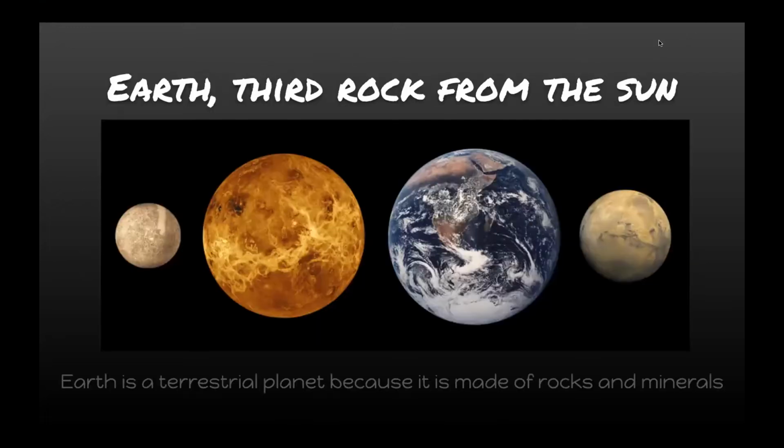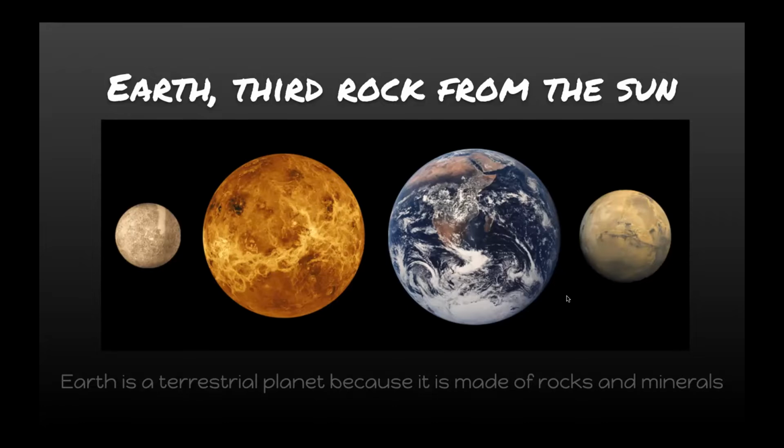So here I have Earth, third rock from the sun. Earth is one of the 4 terrestrial planets, the inner planets that are closest to the sun. They are called the terrestrial planets because they are made up of rocks and minerals, as opposed to the outer planets that are the gas giants. So these are our solid planets.